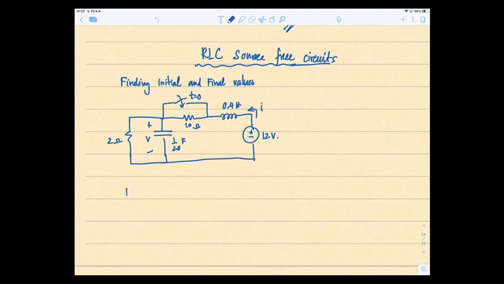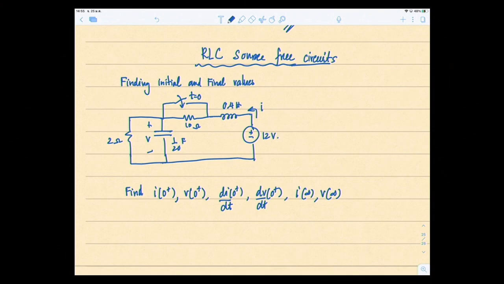The question is, find i at 0+, v at 0+, di/dt at 0+, dv/dt at 0+. Find i at infinity, the final value, and the voltage at infinity. So these are the 4 initial values and 2 final values that we have to find.